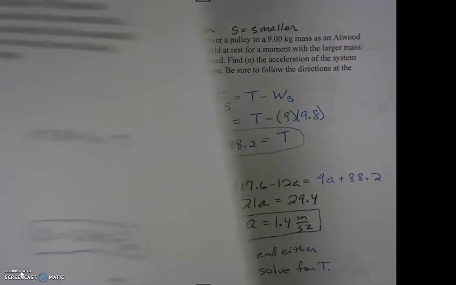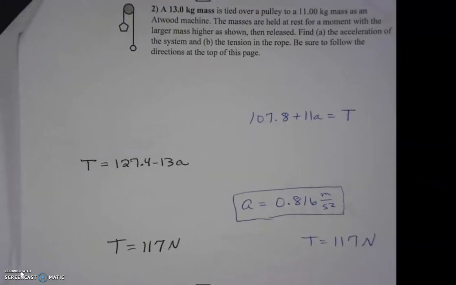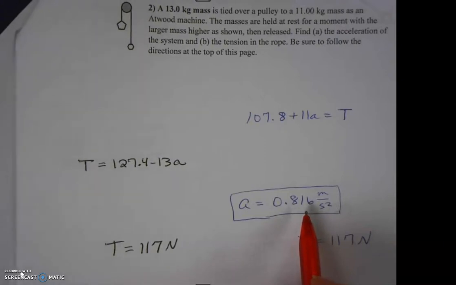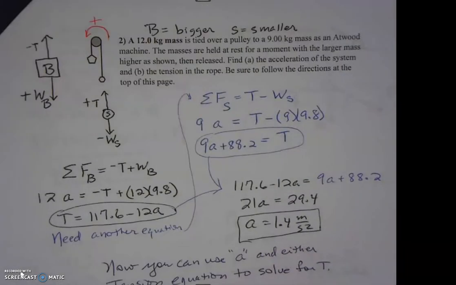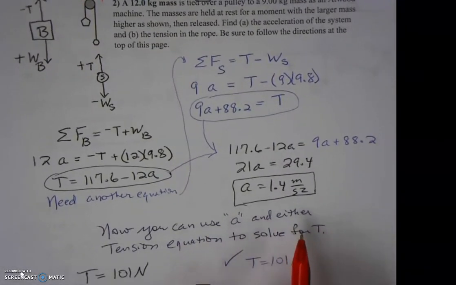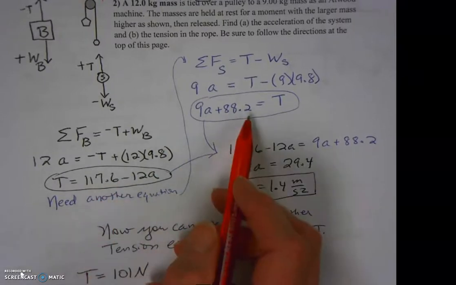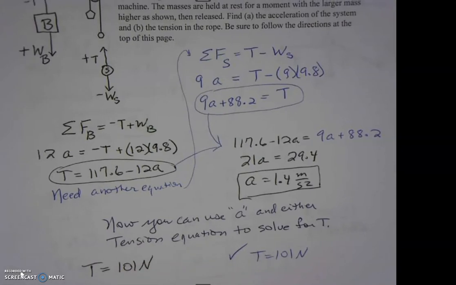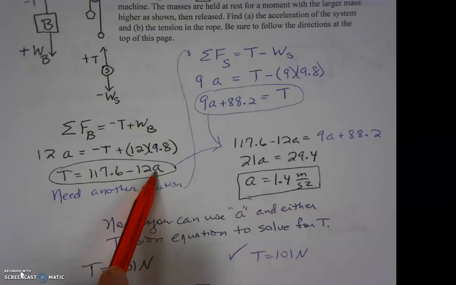If you do that on the other form of this truck test, you get a similar approach, and you get that answer. Now I can use A and solve either tension equation, either this one or that one, or I can do both if I want to check my work. On this particular one, it's 101 newtons of tension, because I just take this 1.4 and I substitute it in right there to solve.